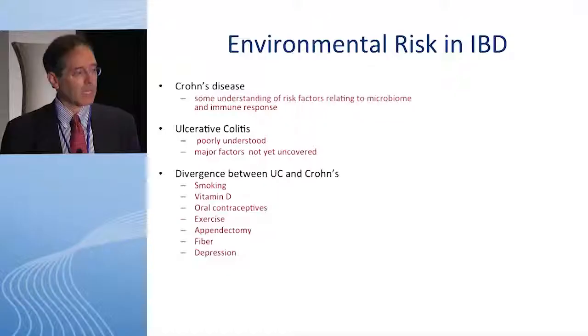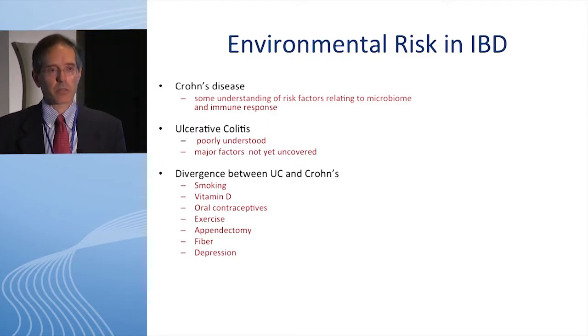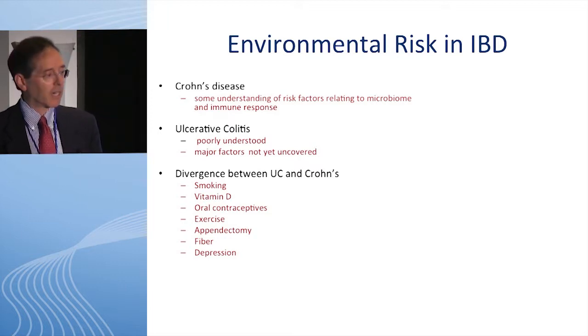When we look at the differences between Crohn's and ulcerative colitis, I think we're having an improved understanding of the broad outlines of what happens in Crohn's disease, even though we really have to fill in the picture much better. But we're beginning to have some scaffolding, at least, to understand this. Ulcerative colitis, I really don't think we have a good clue of what happens. I think that there are major factors that are yet to be discovered. And I think that there's this curious divergence between ulcerative colitis and Crohn's, not just smoking, but vitamin D, oral contraceptives, exercise, appendectomy, fiber, depression, all fits in this. So they're really very different factors that may be important in the two diseases that we need to appreciate.